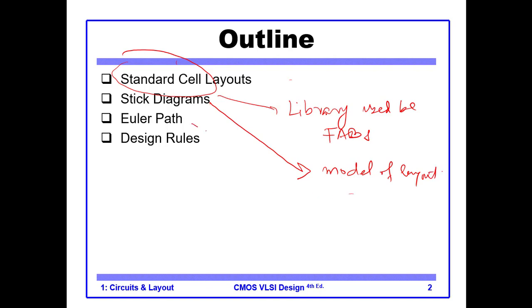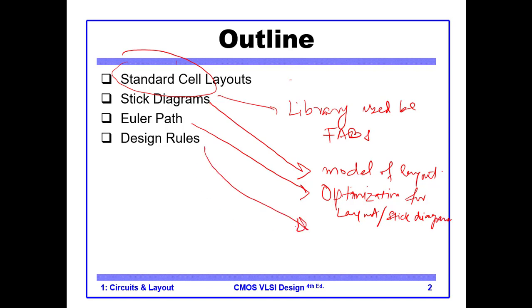Then we will discuss Euler's method, or Euler's path, which is a certain kind of optimization for layout or stick diagram. A stick diagram is just a simplified form of layout. Then we have certain design rules which make the layout more reproducible or easy to automate.